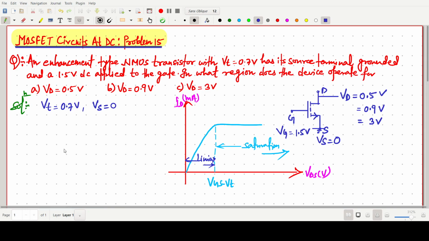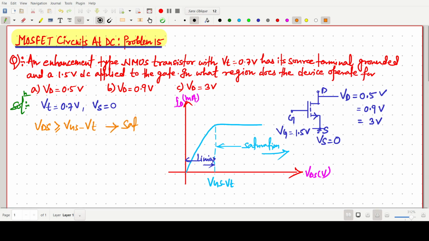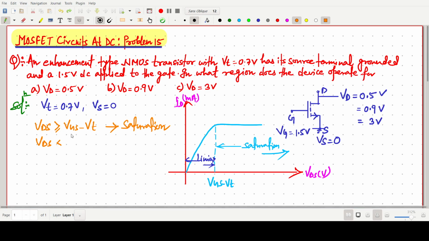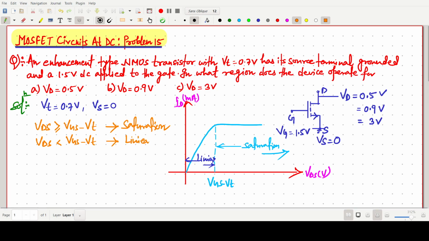Now there are the conditions. For the saturation region, VDS should be greater than or equal to VGS minus VT. This one is the condition for the saturation region, and if VDS is less than VGS minus VT, it will be in the linear, or sometimes called the triode region. So these two conditions we have to know.